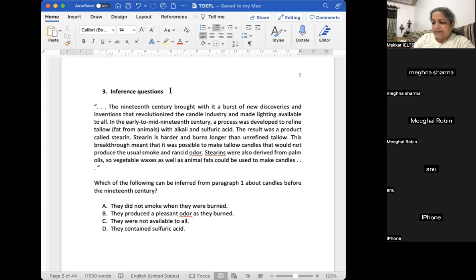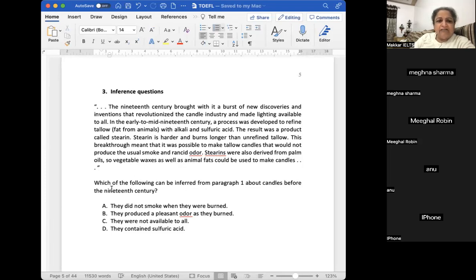If a comparison is made, then an inference question may ask the basis of the comparison, why that comparison has been made. Which of the following can be inferred about X? So yes, it is an inference question. The author of the passage implies that X something, okay? Which of the following can be inferred from para 1 about X? So questions can be asked in this way.